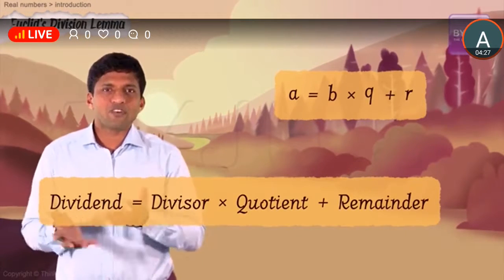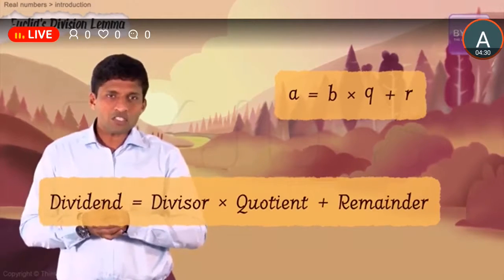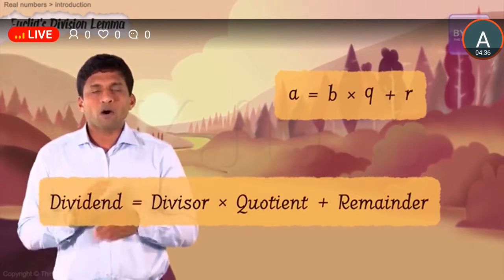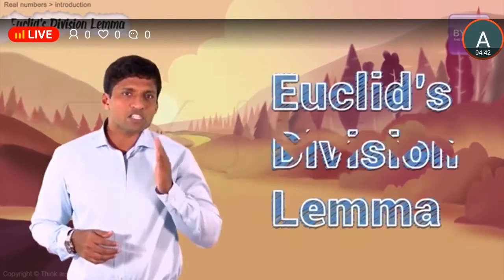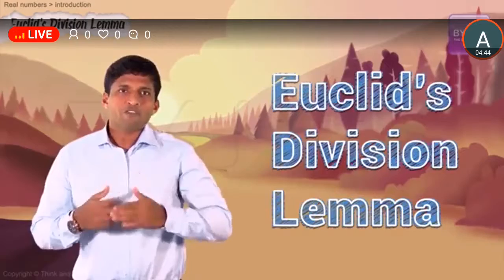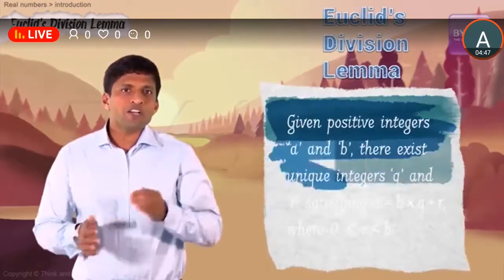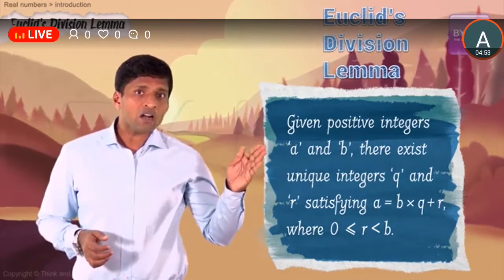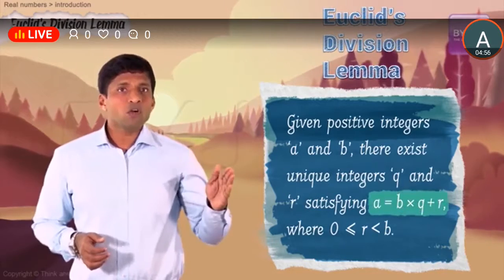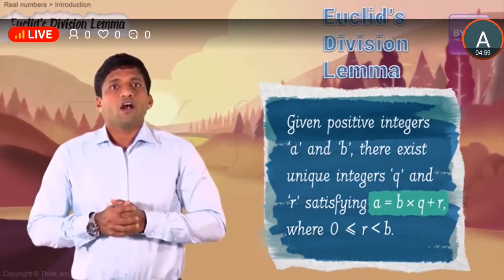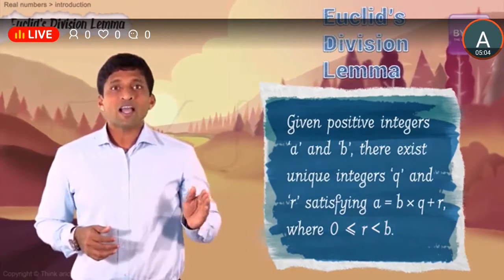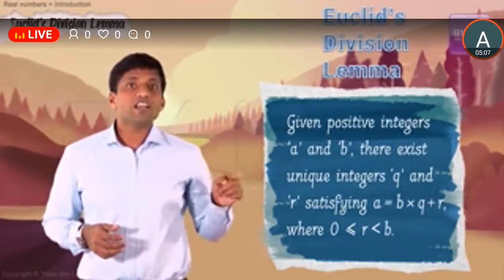There is nothing more here. This is almost like a 5th or 6th grade level discussion. We are just going to give it a different name, like Euclid's division lemma. What it's all about, you will understand very soon. This generalization using variables is called Euclid's division lemma, which, if you state it, goes like this: given positive integers a and b, there exist unique integers q and r satisfying a equal to bq plus r, where 0 is less than or equal to r, which is less than b. That is, the remainder r can be 0, but it will be less than the divisor b.